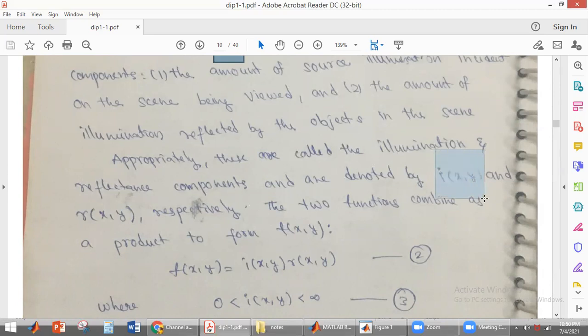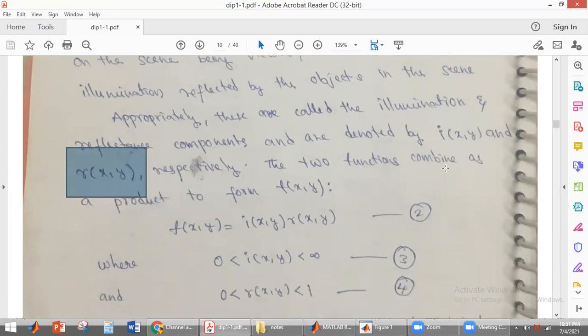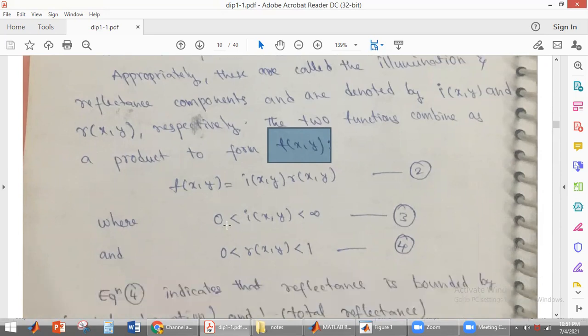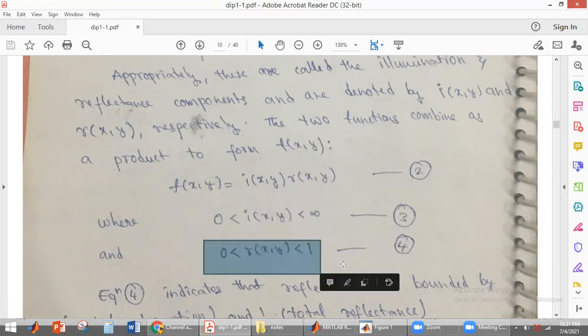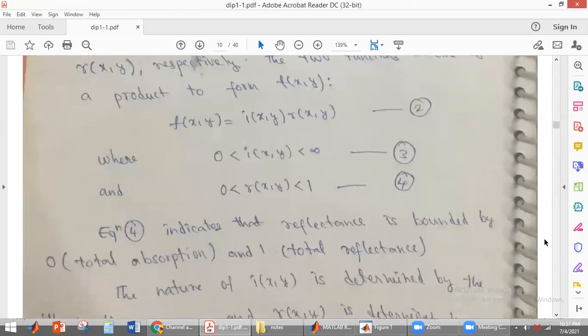The illumination component we denote with i(x, y). The reflectance component we denote with r(x, y). These two components are combined to obtain f(x, y), so f(x, y) = i(x, y) times r(x, y). It is the product of the illumination component and the reflectance component. The illumination value ranges from 0 to infinity, whereas the reflectance value ranges from 0 to 1.